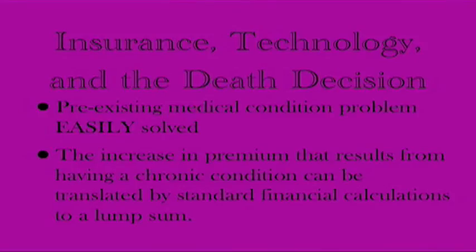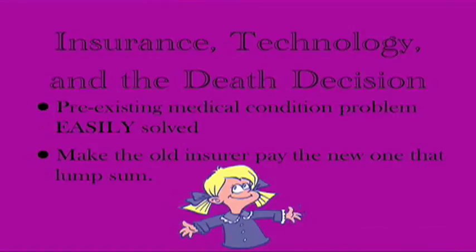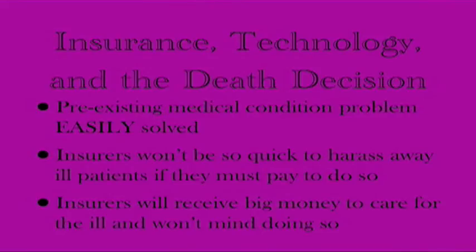The pre-existing medical condition problem is very easily solved without the need for regulation. The increase in premium that results from having a chronic condition can be translated by standard financial calculations to a lump sum. If you know finance, the term for this is net present value. So, you simply make the old insurer, the one that the patient is leaving, pay the new one that the patient is going to start using, that lump sum. Insurers won't be so quick to harass away ill patients if they must pay to do so. Meanwhile, they will receive big money to care for the ill and won't mind taking them on.